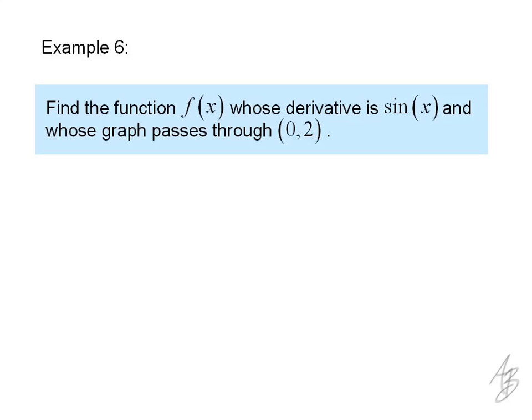we want to find the function whose derivative is sine of x and whose graph passes through 0, 2. Let's ignore this second part here. Let's ignore this whose graph passes through 0, 2. Let's just find some function, any function, whose derivative is sine of x. Any ideas how we could do that? Negative cosine? Why negative cosine?